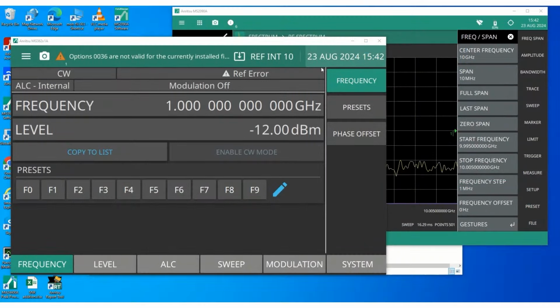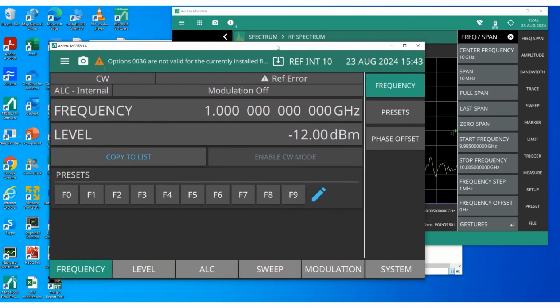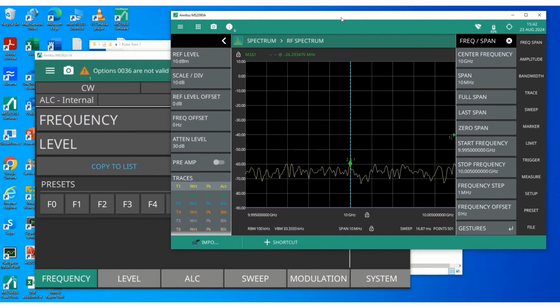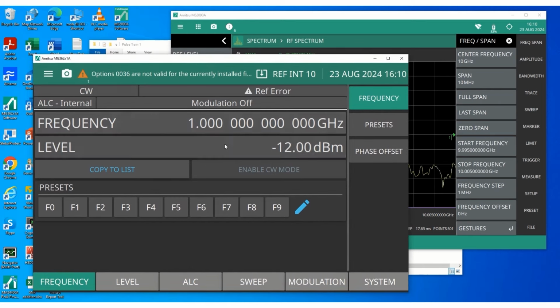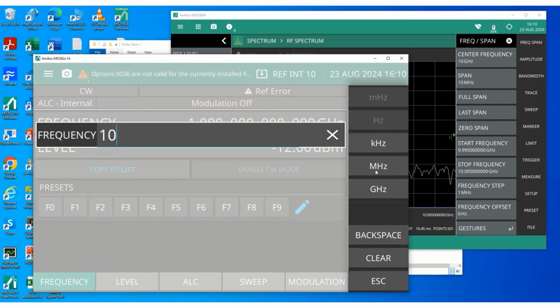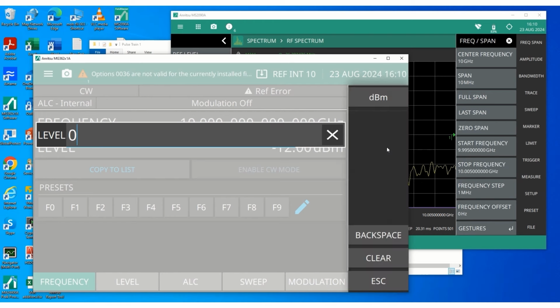Here is my laptop screen with the two remote GUIs. This is the Rubidium remote GUI. It pretty much mirrors the GUI on the front panel of Rubidium. This is the MS2090A remote GUI. It also mirrors the GUI on the MS2090A instrument. With these two GUIs, we have full capability to configure settings on both instruments. Back to the Rubidium GUI, we'll start with setting the frequency and the level. Let me set the frequency to 10 gigahertz and level to some larger number like 0 dBm.